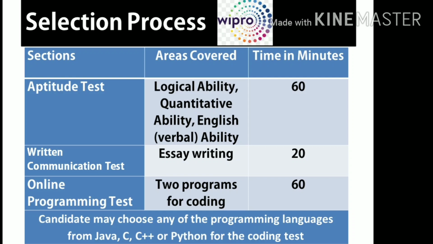So 2 coding programs will be given and you have to solve them within a stipulated time of 60 minutes. There are options. You can choose the programming language among Java, C, C++ or Python. So you can choose any of these 4 programming languages as far as your convenience is concerned.